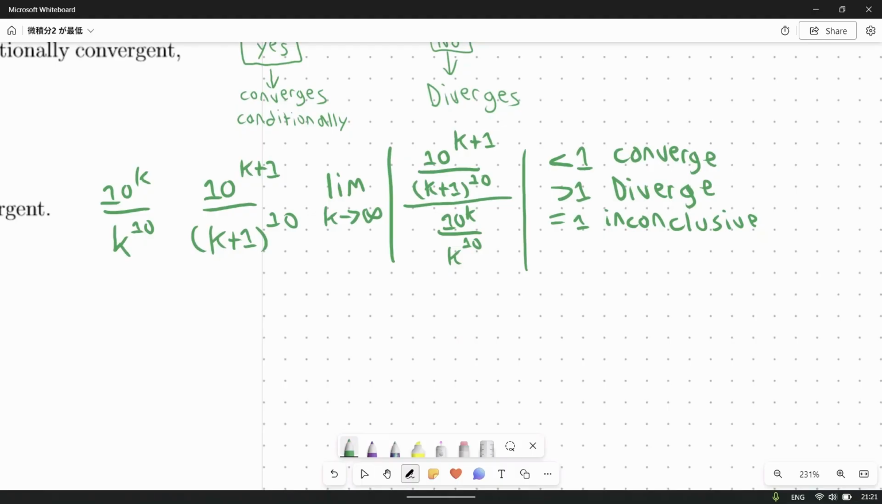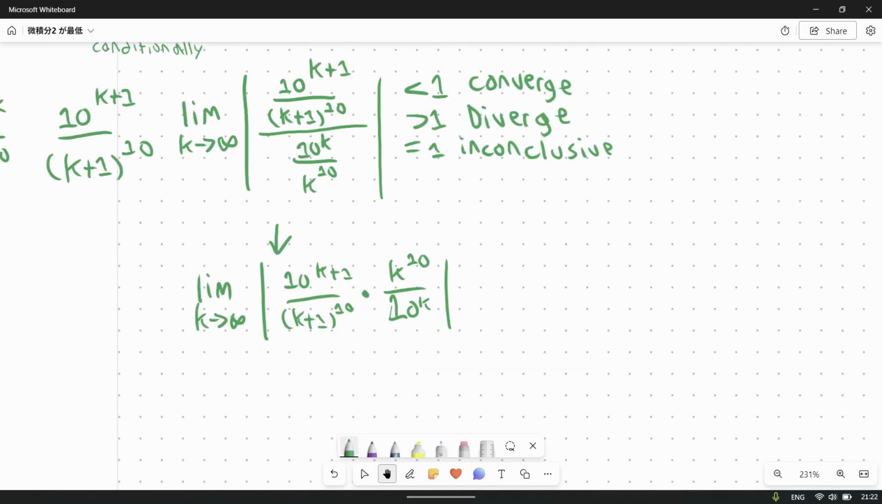But yeah, so then we can simplify this limit a little bit, and this can turn into the limit as k approaches infinity of 10 to the k plus 1 over k plus 1 to the 10th power times k to the 10th over 10 to the k. And then these two 10s are going to cancel. And so then you'd end up with the limit of just 10 times k to the 10th over k plus 1 to the 10th.